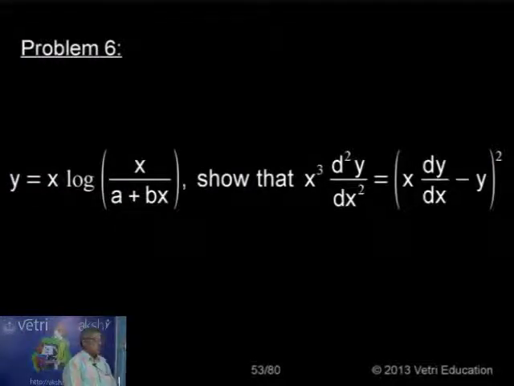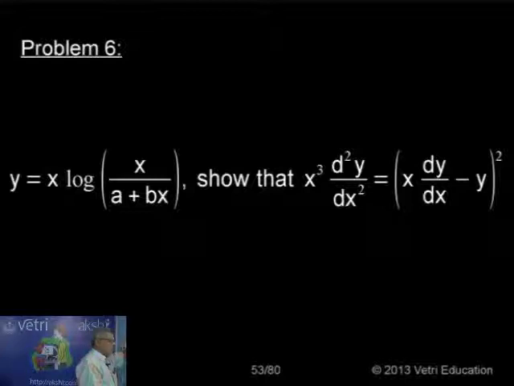y = x log(x/(a+bx)). Show that x³ d²y/dx² = (x dy/dx − y)². We simplify the left-hand side and the right-hand side separately so that they are equal. That's the only way; directly reducing one from the other is a bit difficult. We will follow this procedure.